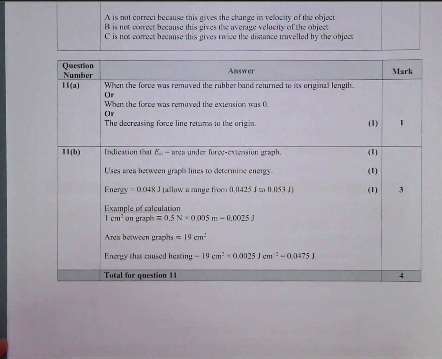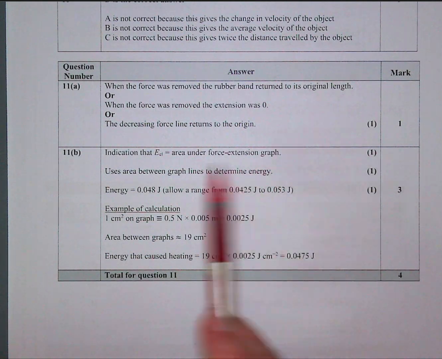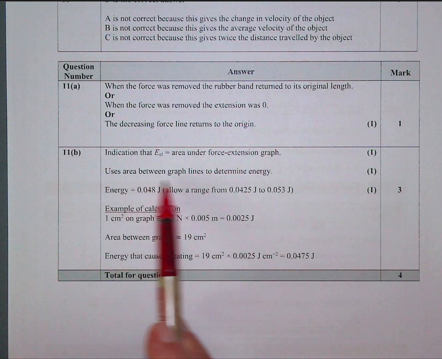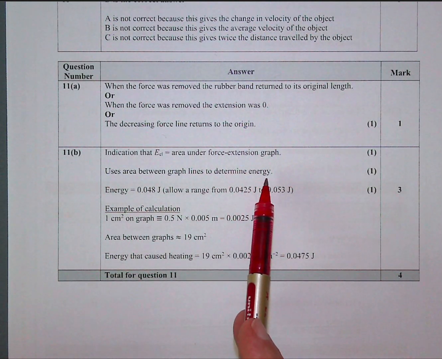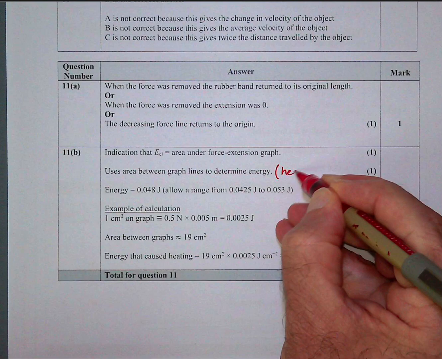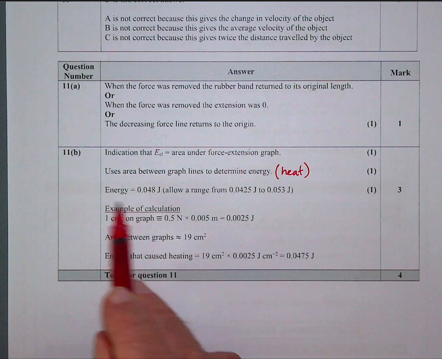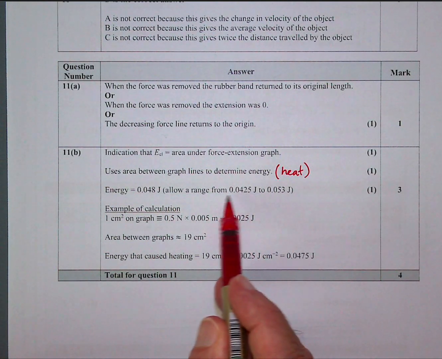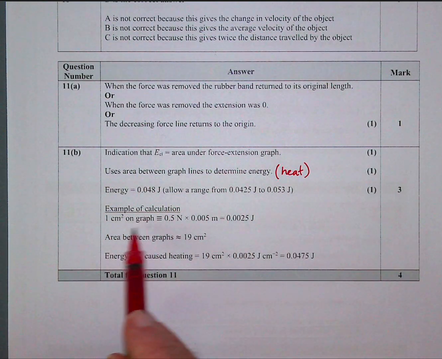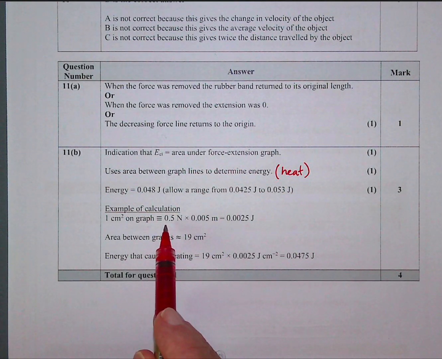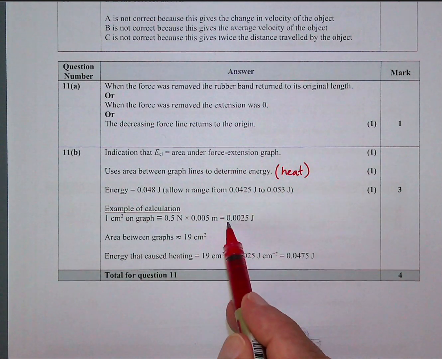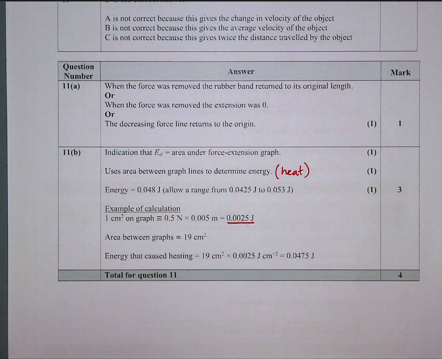And if you look at the mark scheme, here it is. So they're telling you what they're giving the marks for. Indication that you know the area under the force extension graph, and the area between the 2 lines determines the energy stored as heat, okay? So this will become heat in the rubber, and then you can work out that the energy is about 0.048, and as long as you're within that range, they will give you the mark. They've shown you that 1 centimeter squared is approximately equal to 0.5 newtons times 0.005 meters, which is 0.025 for each of those 1 centimeter squares.